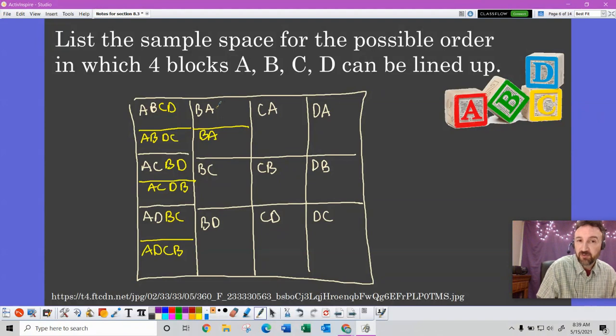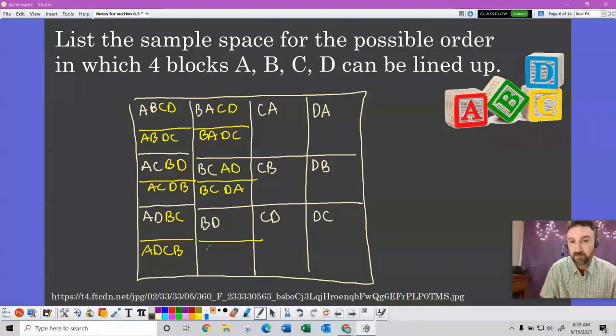And then why don't you go through and fill out the rest of this, and I will do the same. And what I'm hoping I'm doing here is demonstrating a way of organizing a list so you make sure that you don't miss anything. Then leftover would be BD.